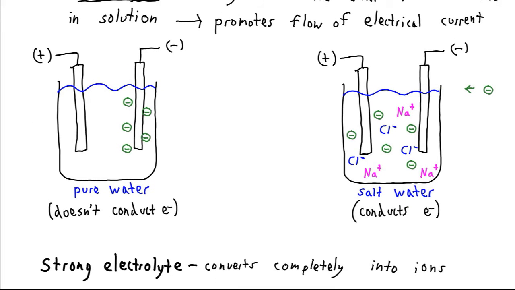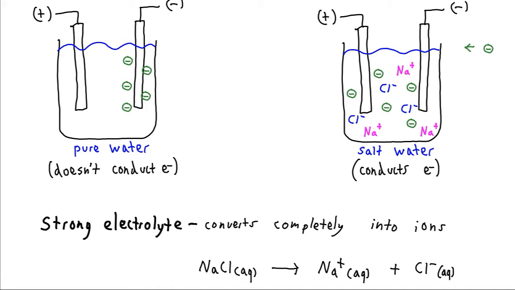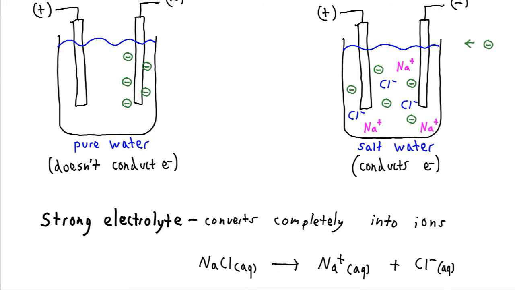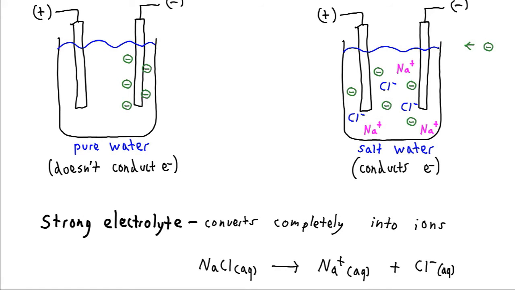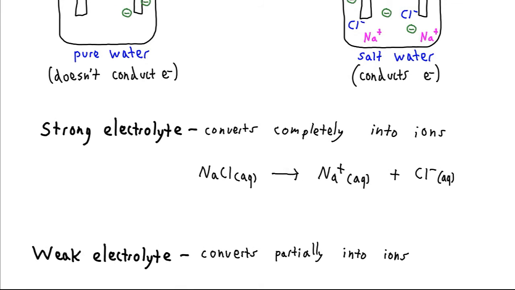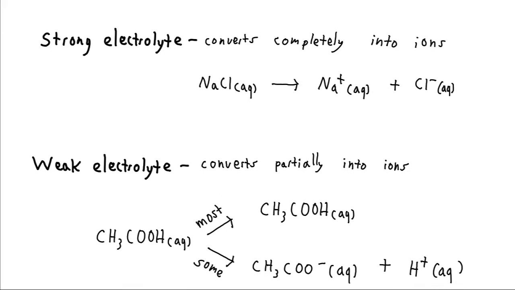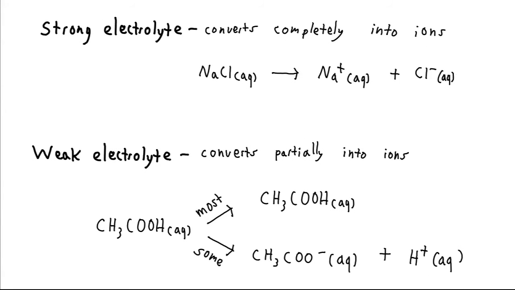Now, if our electrolyte can convert completely into ions, so for example, sodium chloride, which we know is soluble, then that means that it's a strong electrolyte, and it would strongly affect the ability of water to conduct electricity. If it doesn't do that, if it only partially converts into ions, then we have what's called a weak electrolyte. An example of that would be acetic acid. So some of the acetic acid will go ahead and dissociate and give away some of its protons, but most of the acetic acid will remain in the undissociated form.